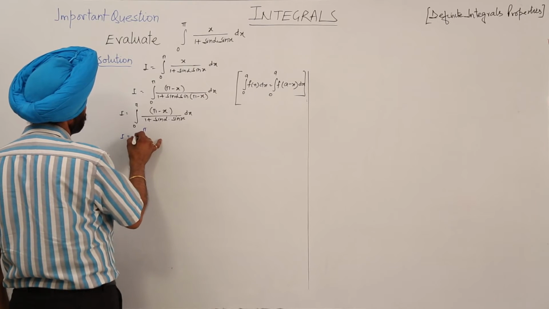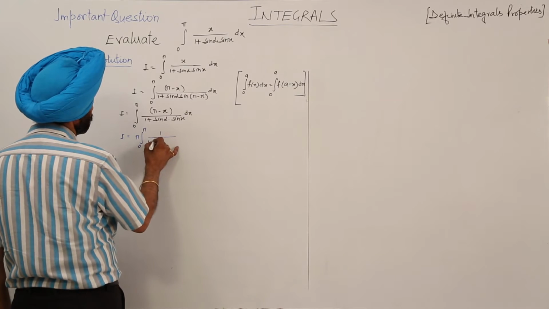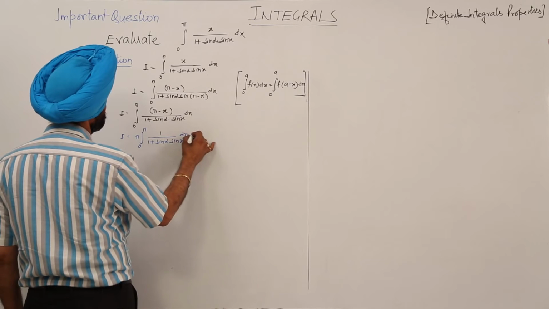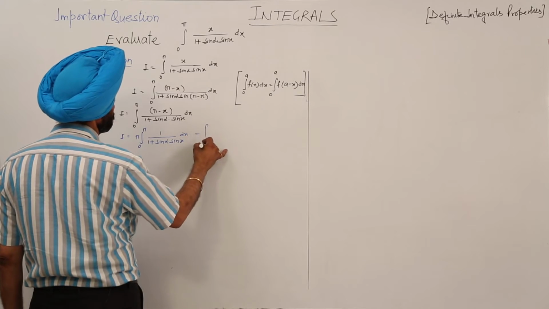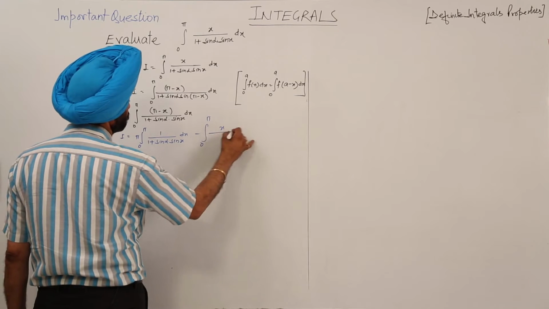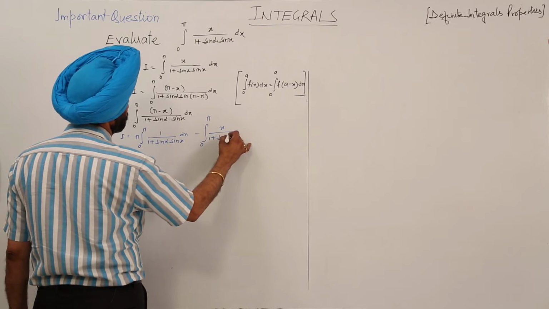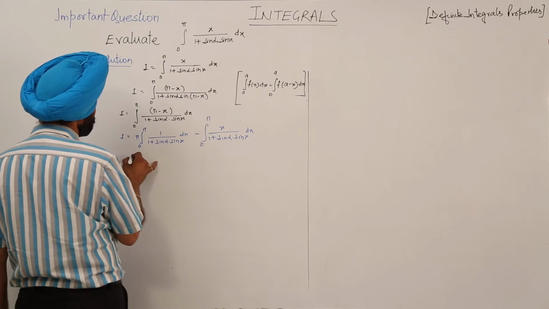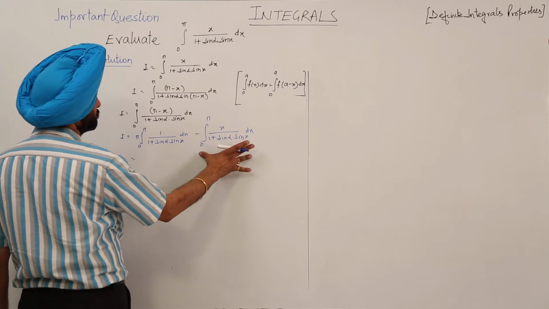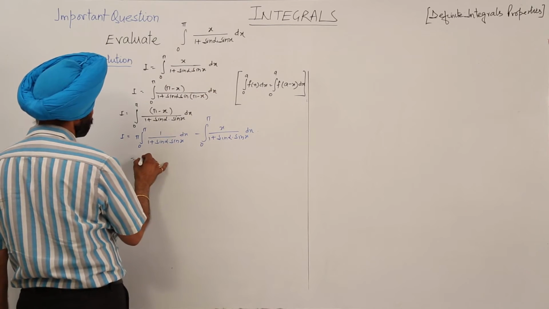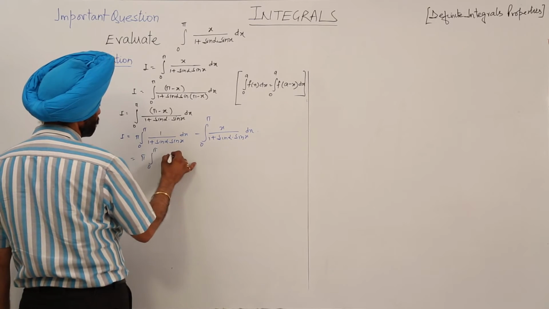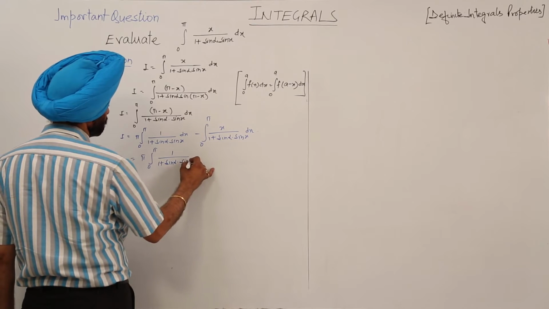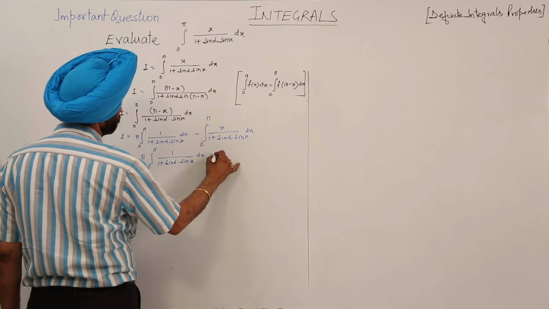integral 0 to pi of 1 upon 1 plus sin alpha sin x dx minus integral 0 to pi of x upon 1 plus sin alpha sin x dx, or this is I itself, this one. Okay, so we are having pi times integral 0 to pi of 1 upon 1 plus sin alpha sin x dx minus I.